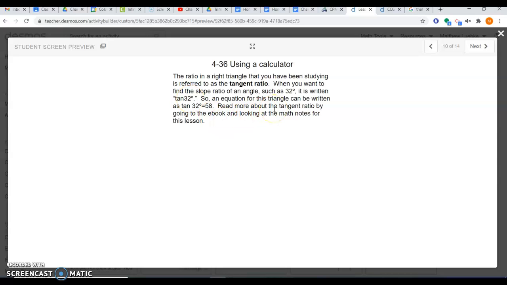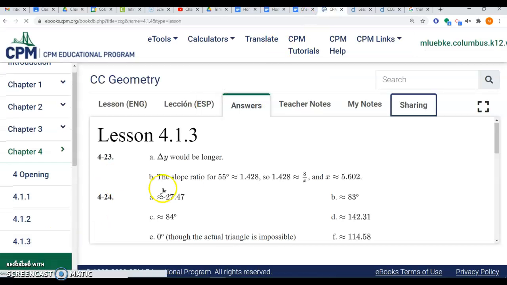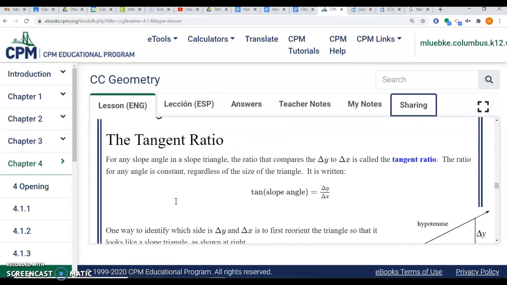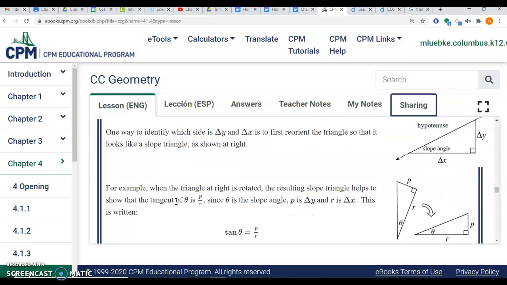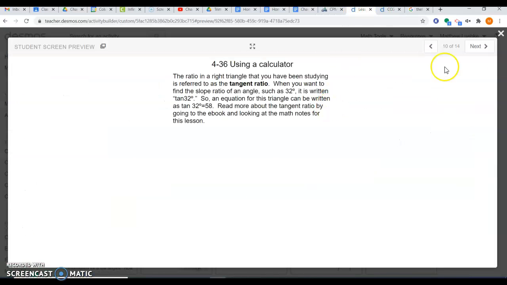And so what we have then, too, at the bottom, it says read more about this tangent ratio in the ebook. So if you want to, you can go to the ebook and go to the bottom where it says Math Notes, and it'll tell you more about how this came about and how it relates to what we've been doing. Some good stuff in there if you want to hop over and read that.